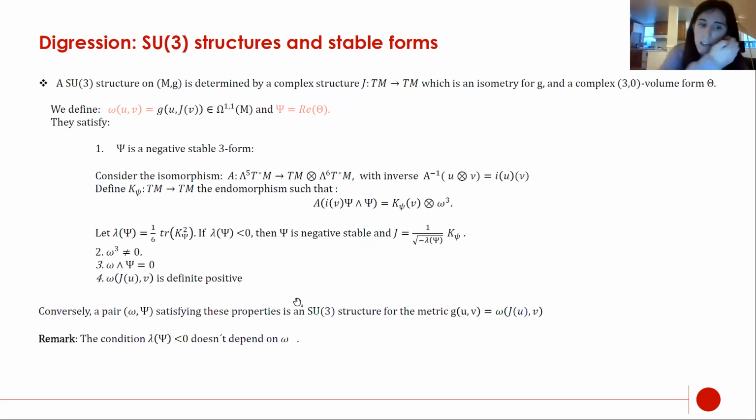But the interesting thing is that a pair that satisfies these properties is indeed an SU3 structure with the metric provided by the formula we have already mentioned. And a remark is that the condition that lambda is negative doesn't depend on omega, because one can replace omega cube here with any volume form, and since we are considering the square of K psi, this doesn't matter.